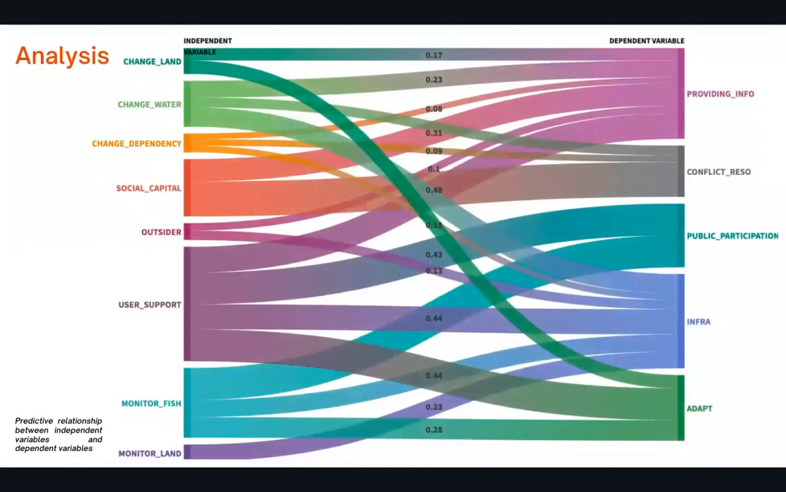So this is the analysis part of that research, where you can see that the results have shown that the user support and the monitoring of fish and land, as well as the change in flow of water, have a huge impact on the public participation, the available infrastructure, the adaptation, and the information about the river, or the environmental information about the river.